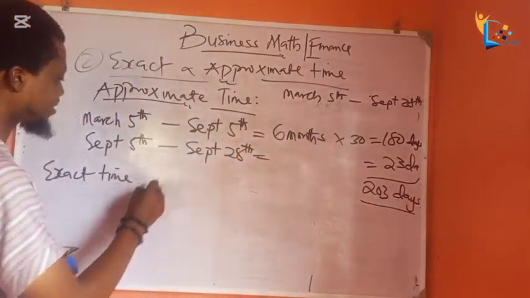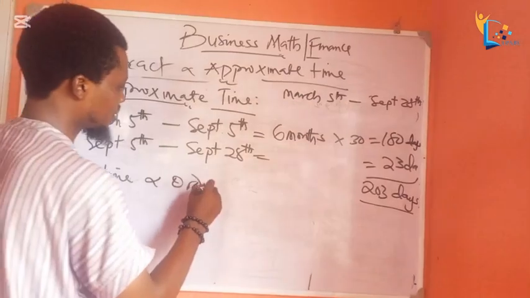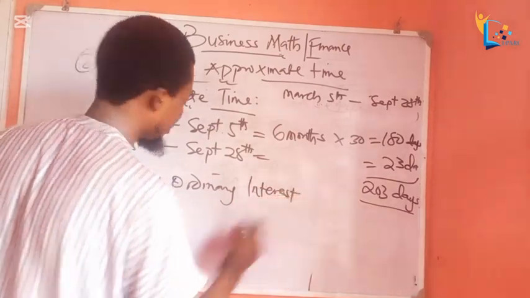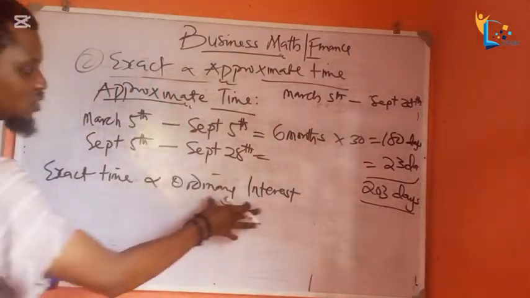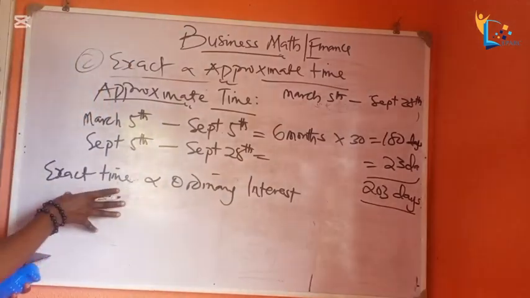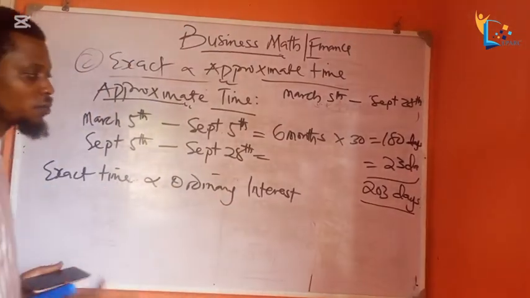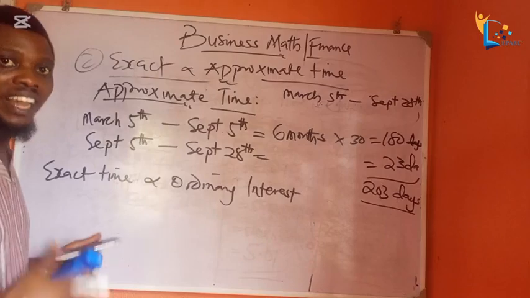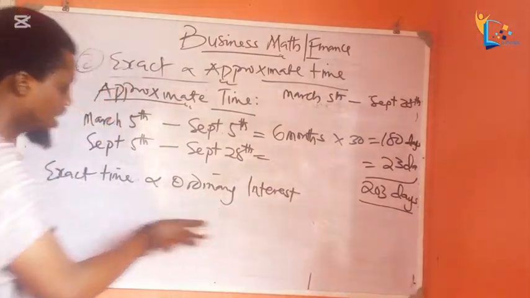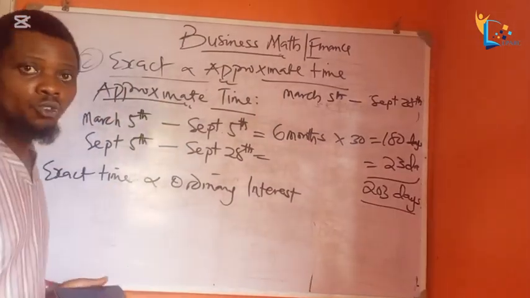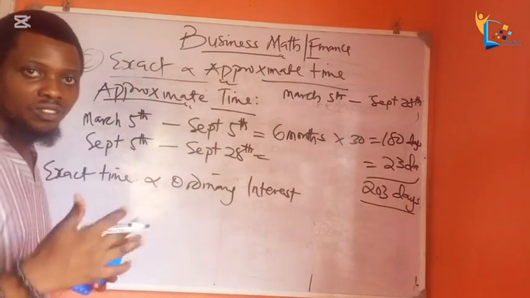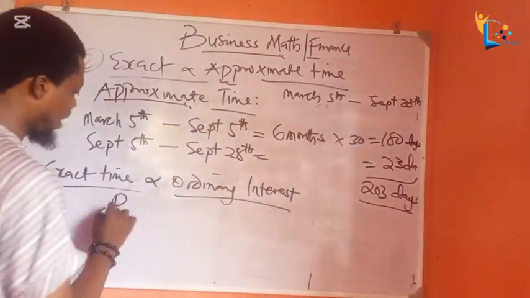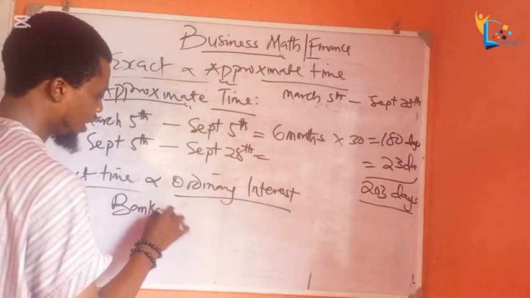So in other words, the exact time and the ordinary interest produce what? The exact time produces the longer time, while the ordinary interest produces higher interest. Conclusively, bankers or lenders will always use the ordinary interest and the exact time to lend out money to clients or individuals. So these two methods are known as the banker's rule.